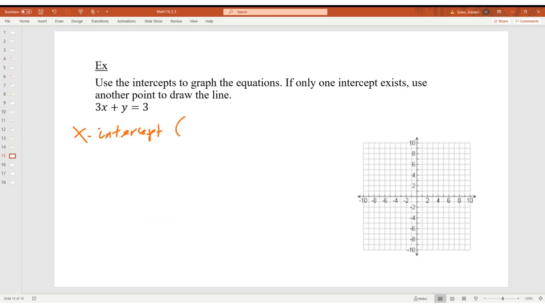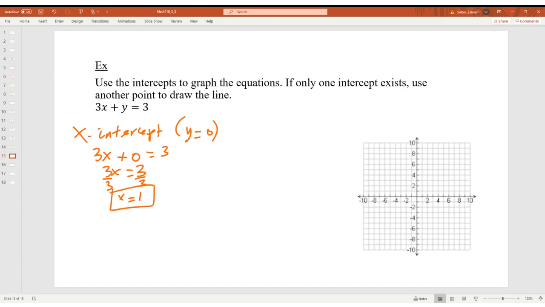That means y is 0 on the x-axis. So y equals 0 will be plugged into the function. So you will have 3x plus y, in this case y is 0, equals 3. That means 3x equals 3, and divide by 3, x equals 1.